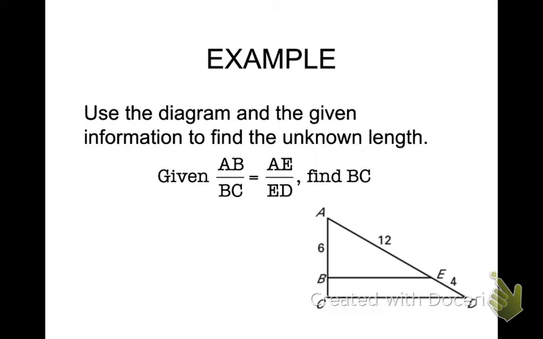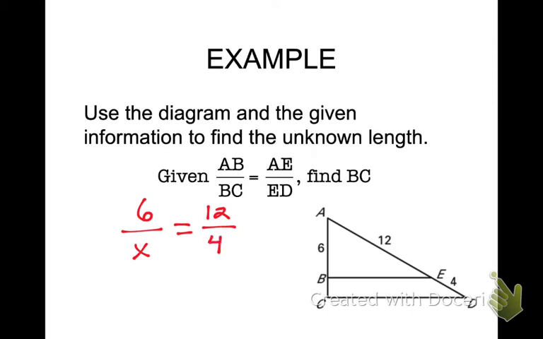Okay, so let's try to do this one. So AB, do we know the length of A to B? Yes. What is it? 6. So let's put a 6 in the top of my fraction. Do I know the length of BC? No, so we should put X equals. Do I know the length of AE? 12, over the length of ED, which is 4.